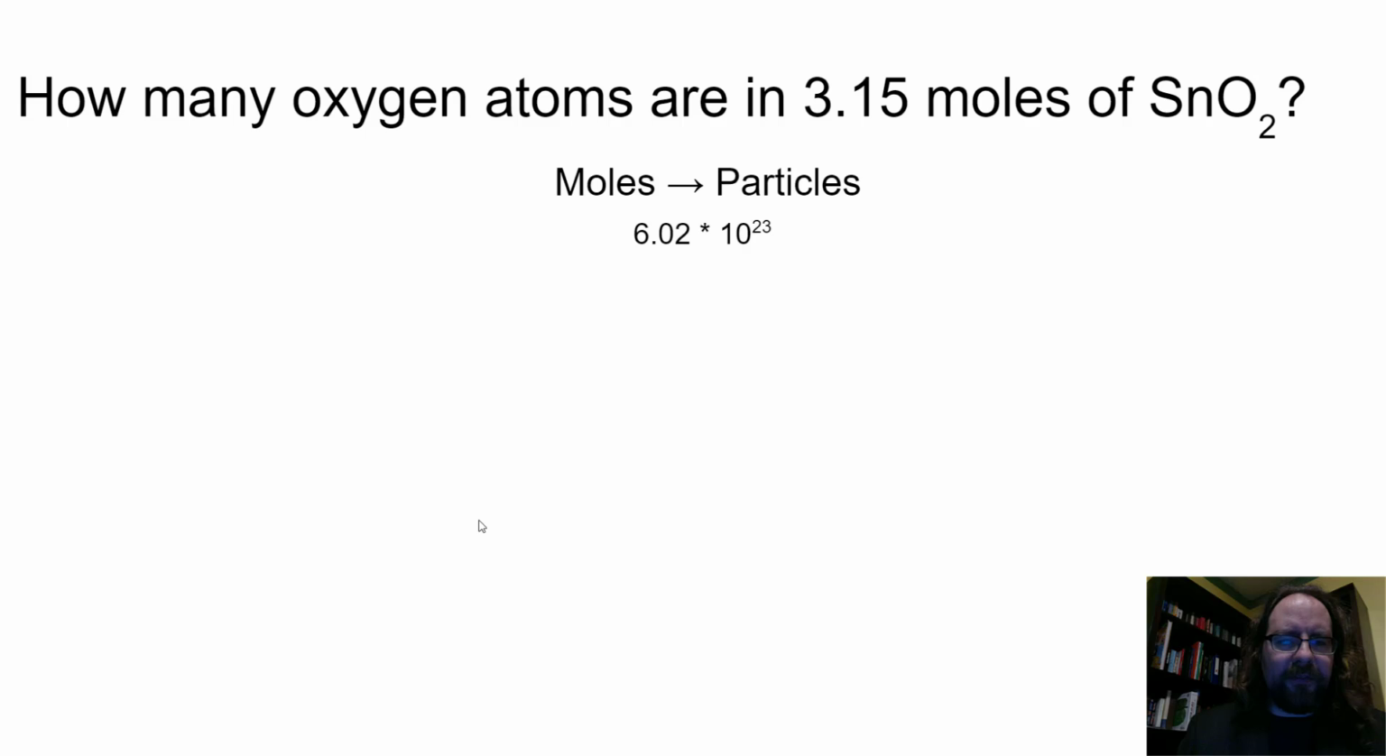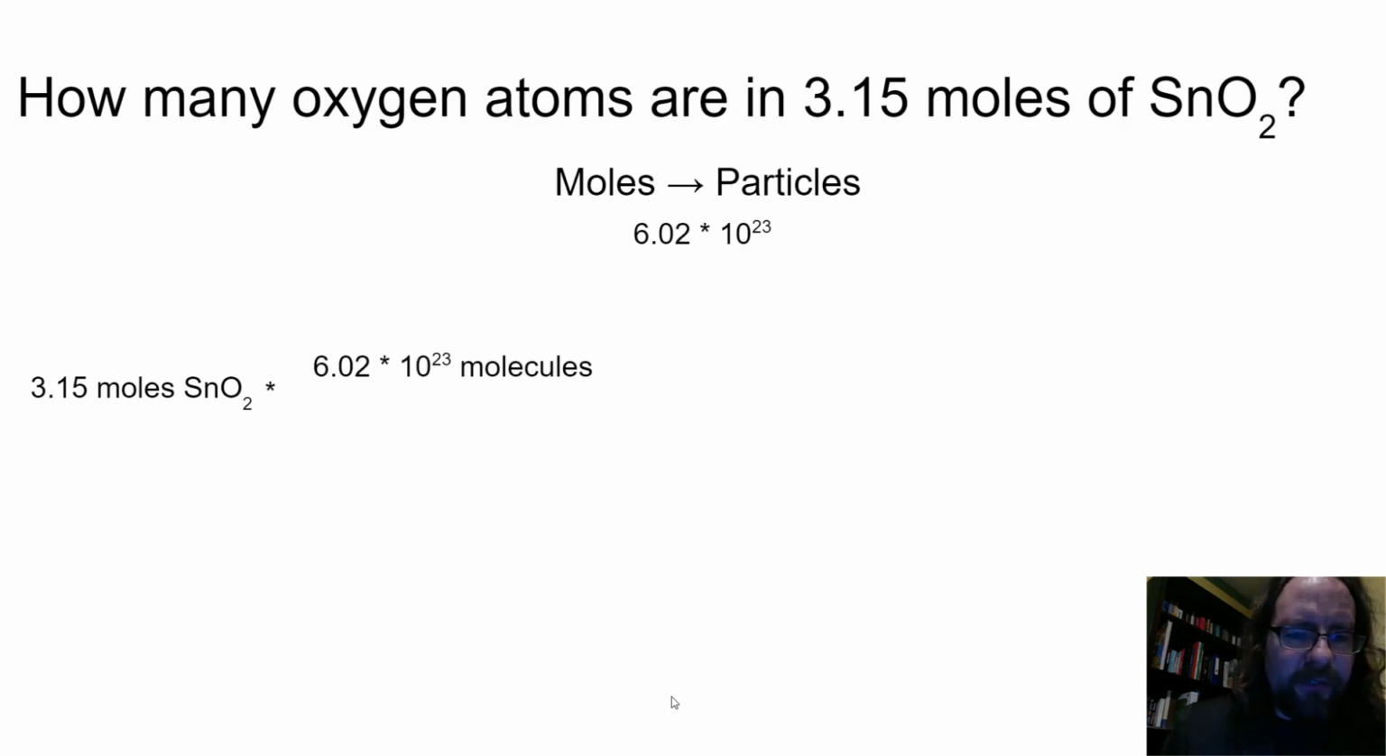I don't have to really go to my periodic table for anything here. All I need to know is that we're starting with 3.15 moles of tin(IV) oxide, and we're going to end up using our Avogadro's number here, so we're going to do 6.02 times 10 to the 23 molecules per 1 mole of tin(IV) oxide, and that is going to be our universal conversion. If we're ever going from moles to molecules or particles, it's always 6.02 times 10 to the 23rd, because that's what a mole is. It doesn't matter what your compound actually consists of.